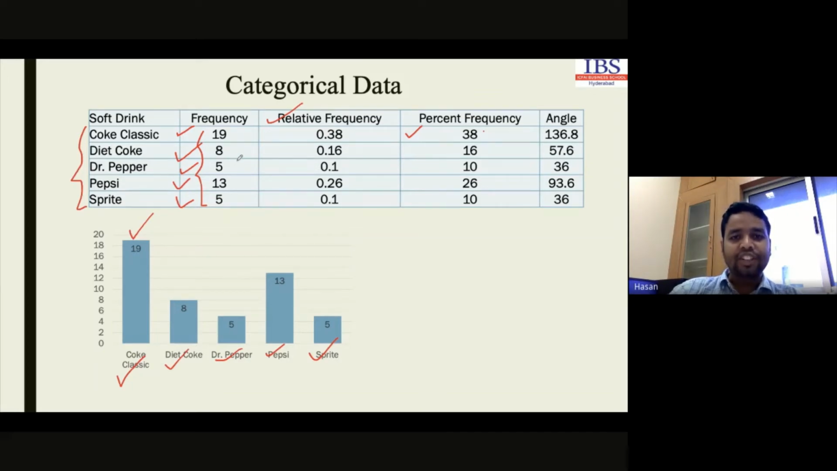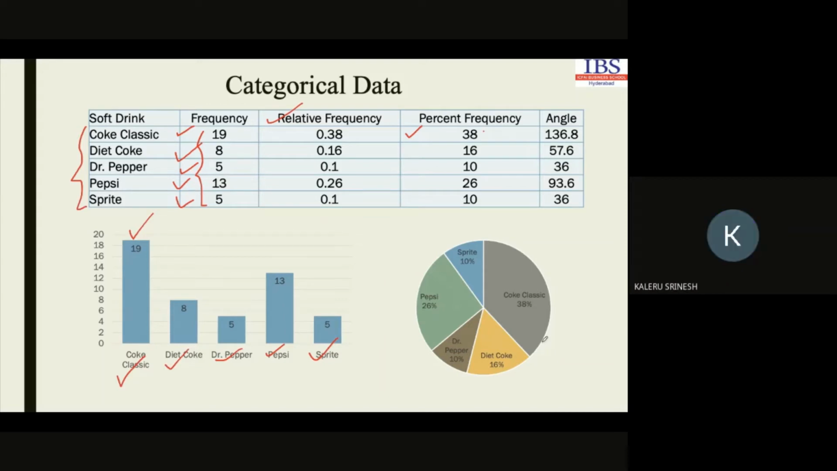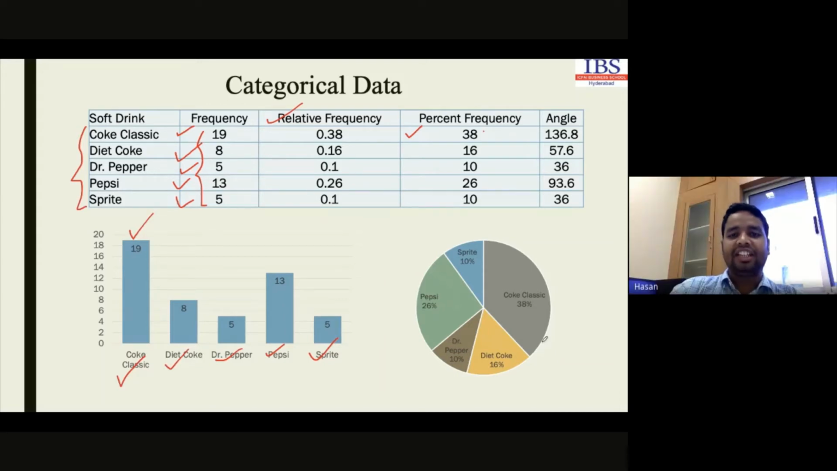From this frequency table, we can draw a line graph also. We can draw an ogive, a frequency polygon, anything. You can draw a pie chart also. If we are going to draw a pie chart, it will look like this. Okay? Everyone, is it clear? Yes, sir.